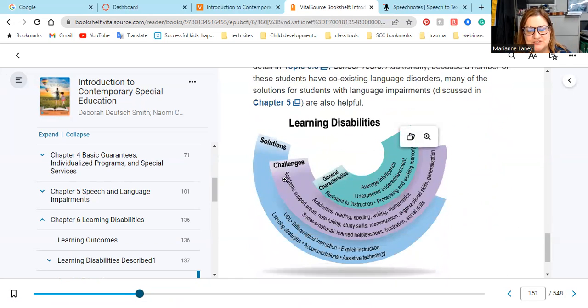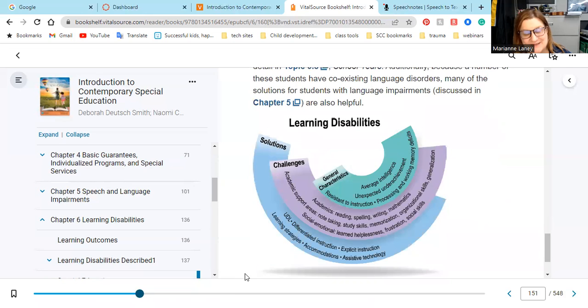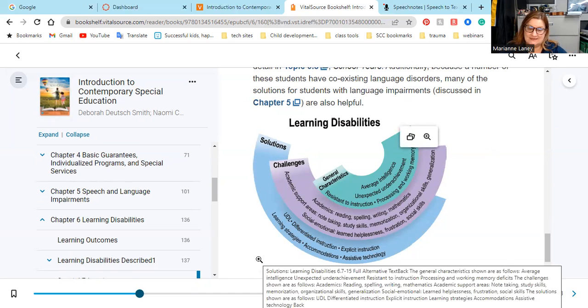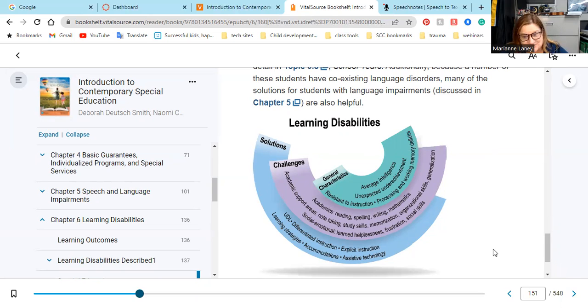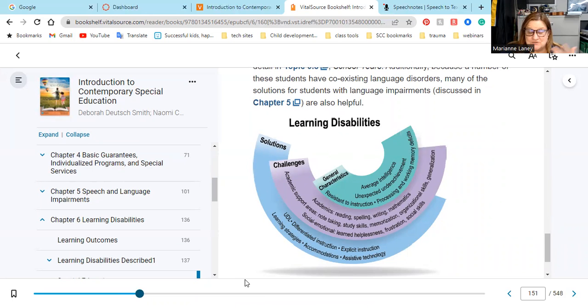And so again, here's our characteristics, the challenges, and the solutions are UDL, remember, Universal Design for Learning, having the same curriculum for everybody with supports in place, the same for everybody. Differentiated instruction is needing different. You might need a smaller group. You might need one-on-one instruction. Explicit instruction, very specifically saying what you need. Learning strategies, those could even be graphic organizers, mnemonics, flashcards, anything, any technology.